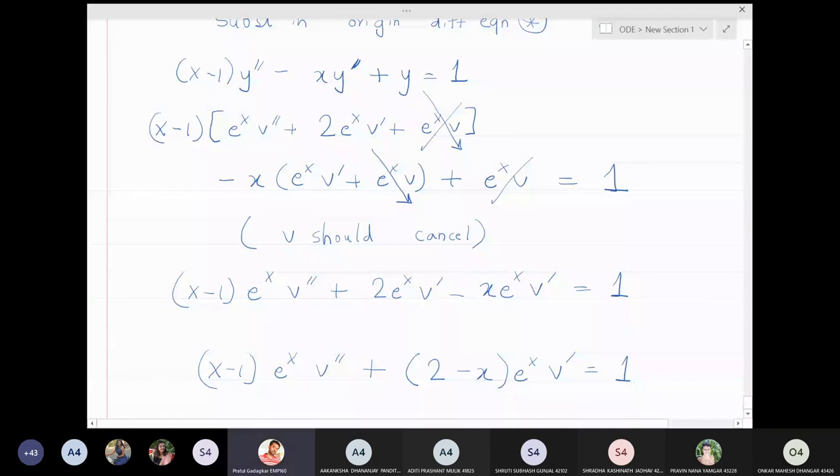See, I have to write it carefully. This is 2x, correct? This is 2x e raised to x v dash minus 2 e raised to x v dash, correct? So then this 2x and minus x will become only x, correct? So it is not 2 minus x, but it will become x minus 2. I hope everybody is understanding this.